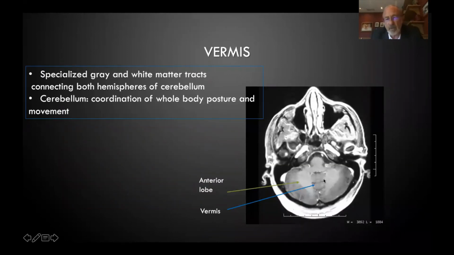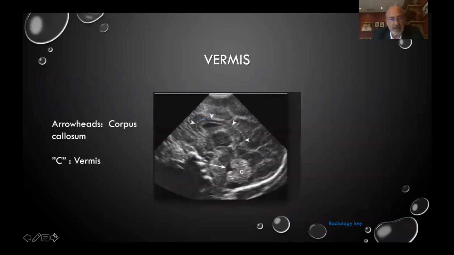Here is the vermis. The vermis is going to be, again, specialized white and gray matter tracts that are going to connect both hemispheres of the cerebellum. So we'll see this quite a bit. And this is going to give you a feeling of how the two hemispheres of the cerebellum are connected. The medulla is right here, and there's a small peduncle right over here that's going to link the medulla to the cerebellum, again emphasizing those interconnections.